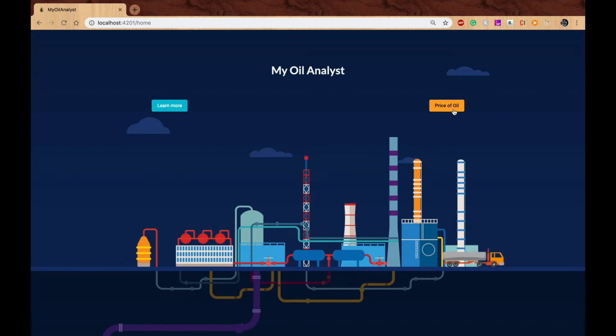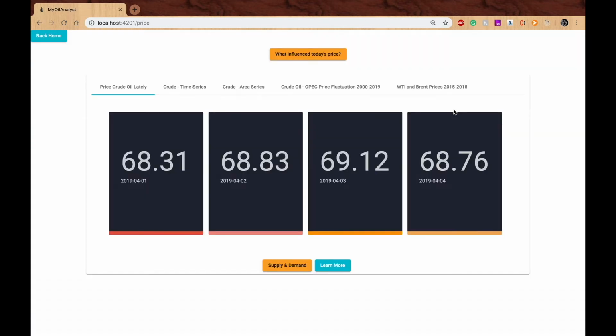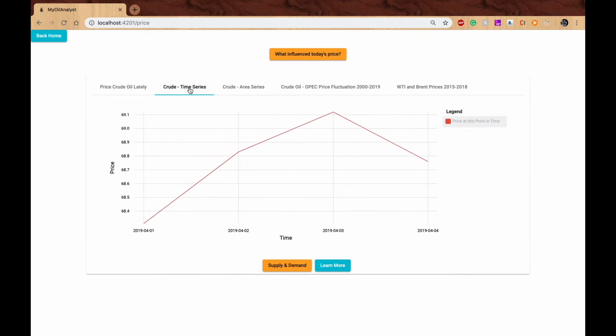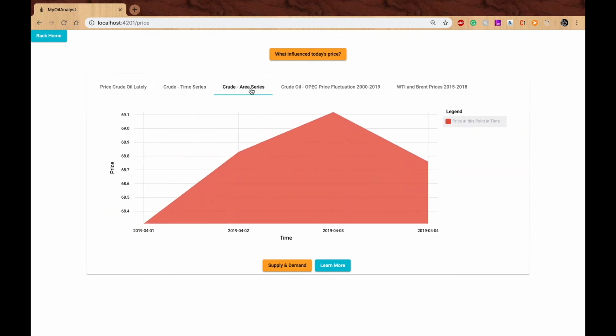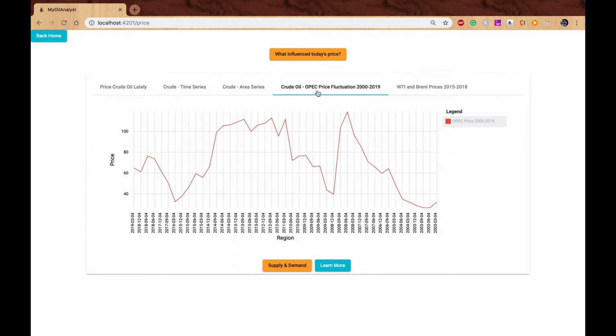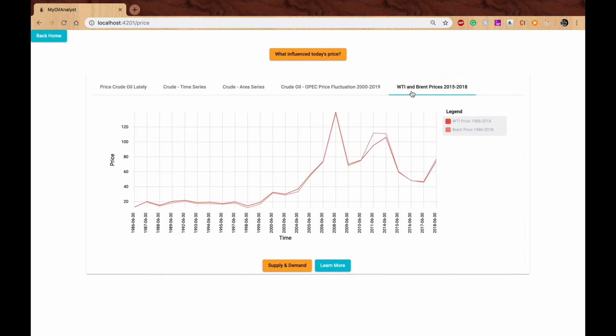I'm going to check the price of oil and I'll see the price of crude oil in the last few days, but also a timeline plot in order to observe the fluctuation in the past few days. In the last two tabs, we can see plotted the evolution of OPEC crude oil, but also the evolution of WTI and Brent prices over longer periods of time. However, I am more interested in what influenced the price of oil.